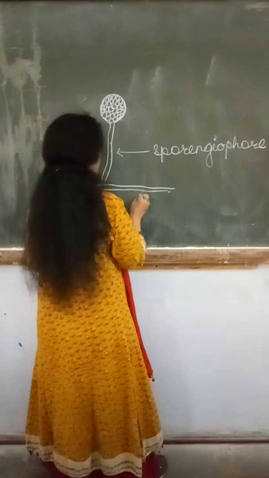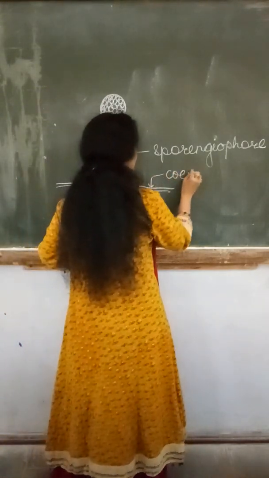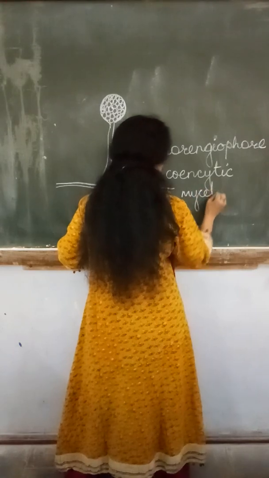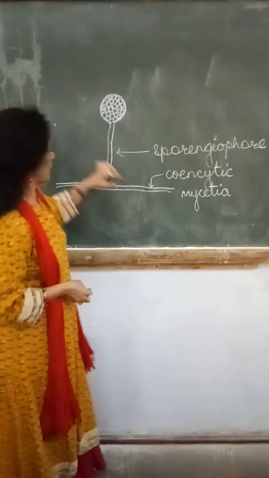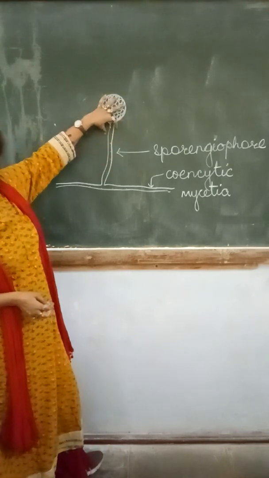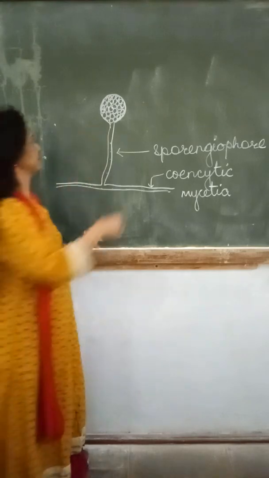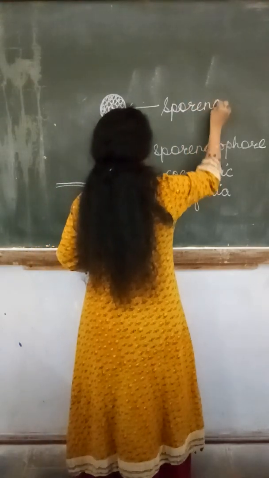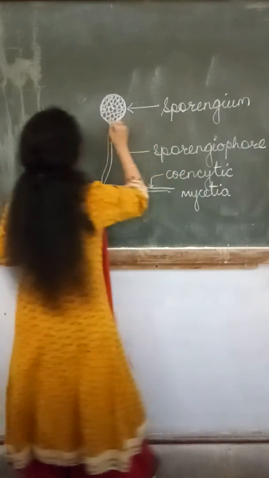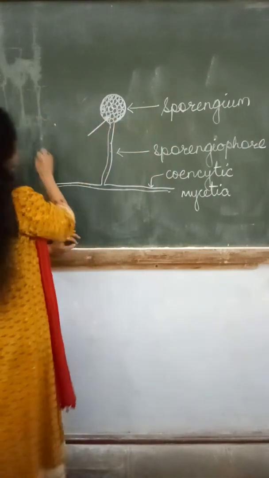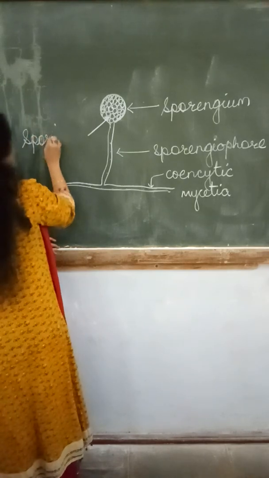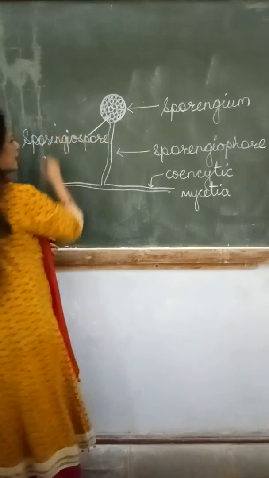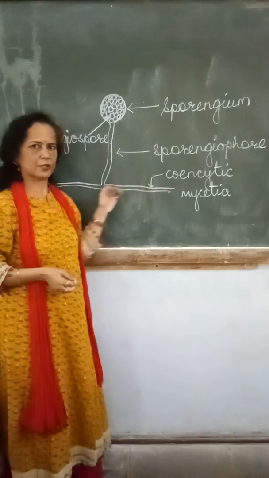Okay. This is called coenocytic mycelia. It is called substrate mycelia also. Now this is considered in the category of aerial mycelia because it is found in the air. This is our sporangium. And the spores which are located inside are called sporangiospores because they are found inside the sporangium structure. So I think you are very clear with all the parts of the Mucor.